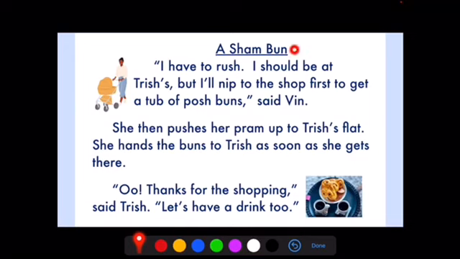A sham bun. I have to rush. I should be at Trish's, but I'll nip to the shop first to get a tub of posh buns, said Vin. She then pushes her pram up to Trish's flat. She hands the buns to Trish as soon as she gets there.